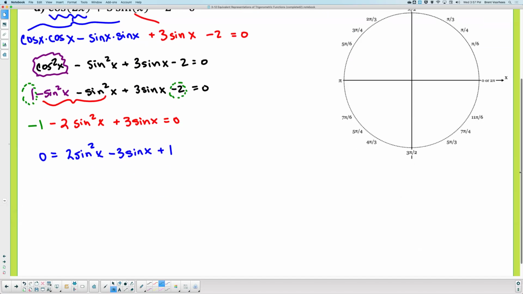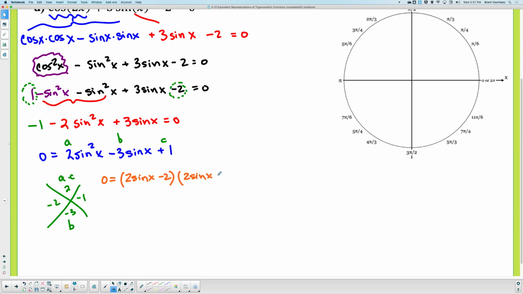That'll just make my X method easier. That right there is in the terms of ax squared plus bx plus c. I know it's not just an x, it's a sine, but we can still X method. It's factors of a times c, which is 2, that add up to b, which happens to be negative 3. In this case, negative 2 times negative 1 would give me that. So I could rewrite this as 0 equals 2. Remember, when your a is 2, one of these is going to get divided out. So it's going to be 2 sine x minus 2 times 2 sine x minus 1. That's how that factors out.